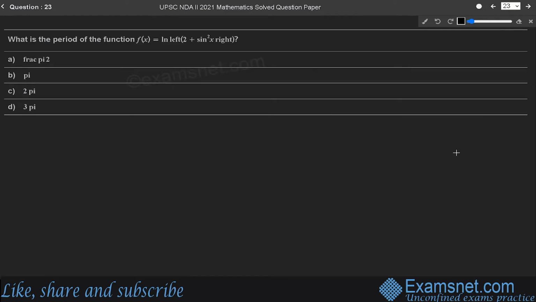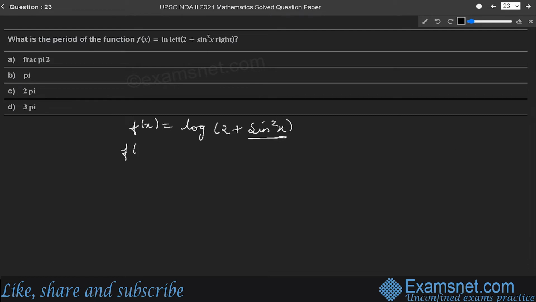Next question is, what is the period of the function f of x is equal to log 2 plus sine square x. A function is given and we have to find the period of this function. Since there is sine square x, we know that period of sine square x is pi.